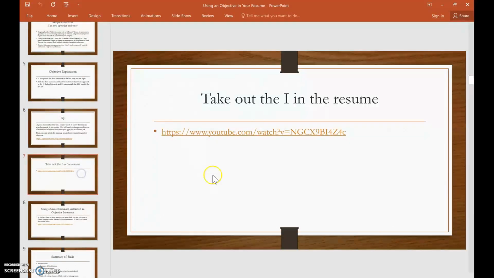Real quick, there is no room at any point on the resume to use the word I. We already know that the resume is about you, so there's no reason to use I. And if you need further instruction on that, go ahead and watch that video as well.